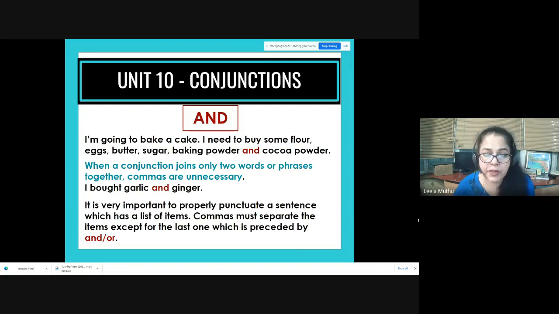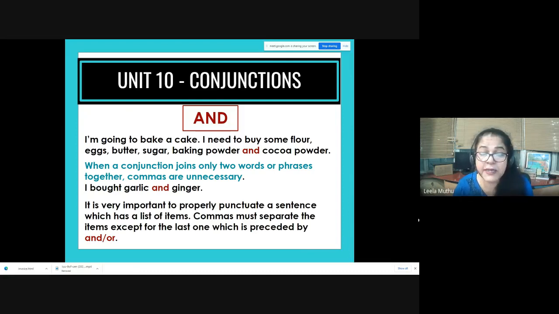Okay, so when a conjunction joins only two words or phrases, we don't need to put commas. I bought bread and butter, no commas. Okay, I bought garlic and ginger, no commas. But now when I buy more than two things, for example, if I buy salt, sugar, and let's say oil. So I'll say I bought some oil, comma, salt and sugar. Okay, so when there are only two items, you just need to put the conjunction and between the two. All right, so it is very important to properly punctuate a sentence which has a list of items. You have to follow this rule.